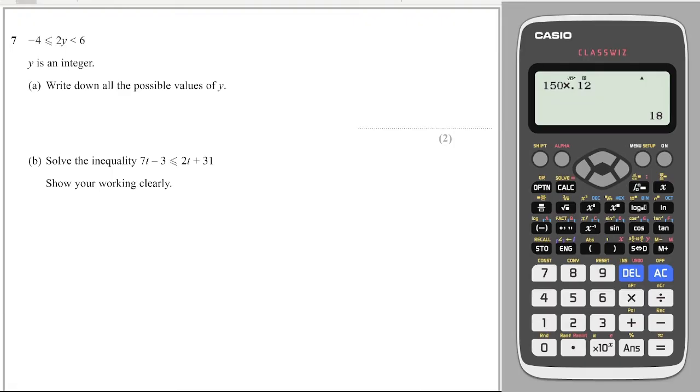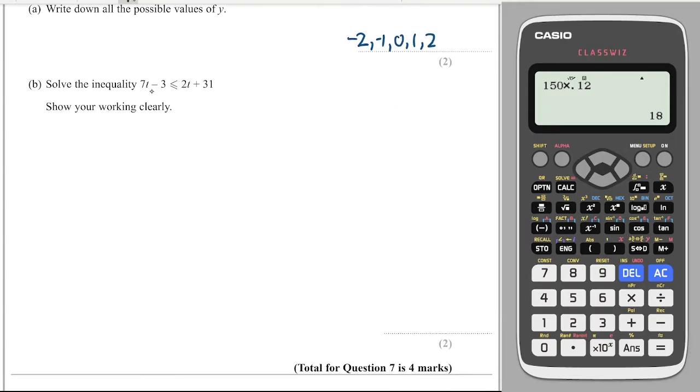Inequalities, so we've got 2 white here. I'm going to divide everything by 2, which will give me minus 2 less than or equal to y less than 3. All the possible values, because y is an integer, means a whole number. So it can be minus 2, because there's a less than or equal to sign there. Let's go through them. Minus 1, 0, 1, 2. It can't be 3 because it says that it's less than 3 and not equal to 3.